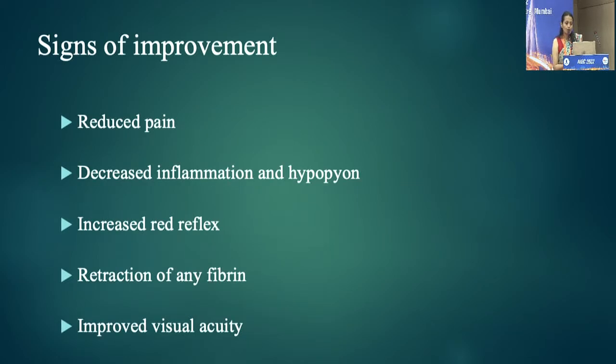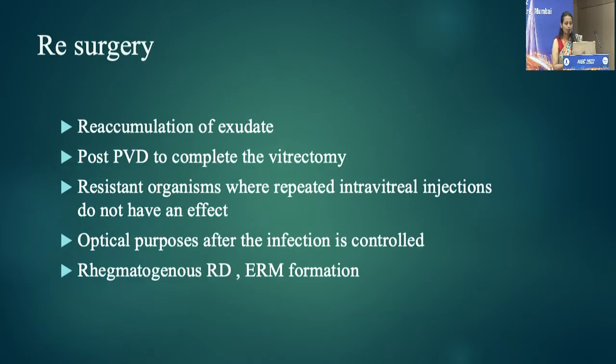The signs of improvement: reduced pain, decreased inflammation and hypopyon, increased red reflex, retraction of any fibrin, and improved visual acuity. These are the signs of improvement. When do we need a resurgery? It is required if there is reaccumulation of exudate.